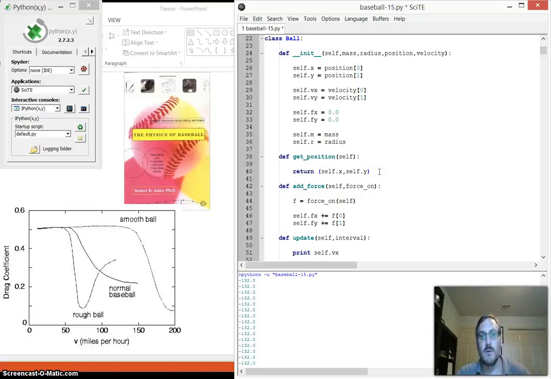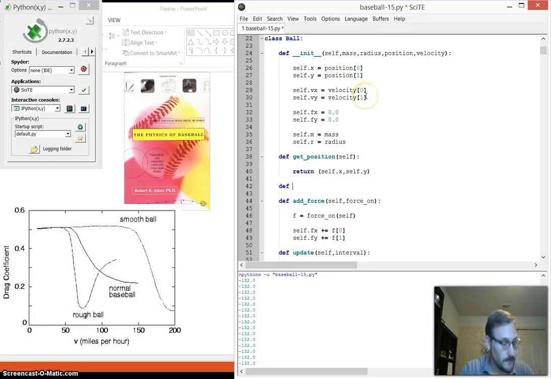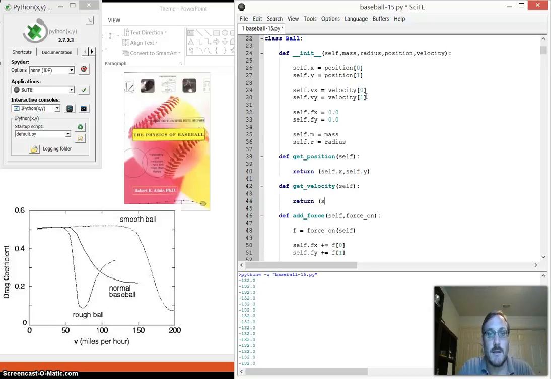So what sort of things could my force want to know about? Well, it might want to know about mass. My gravitational force is going to want to know about mass. Could want to know about velocity. This guy's going to want to know about velocity. Could want to know about the radius. Again, that guy, our air resistance function will want to know about the radius. So we need to make get functions for all of these, right?